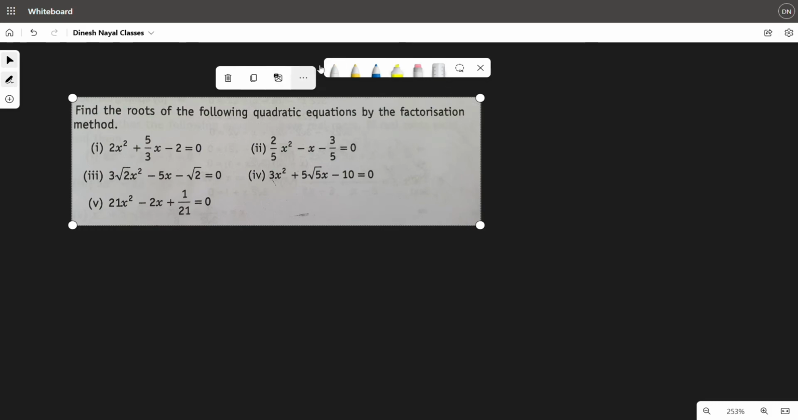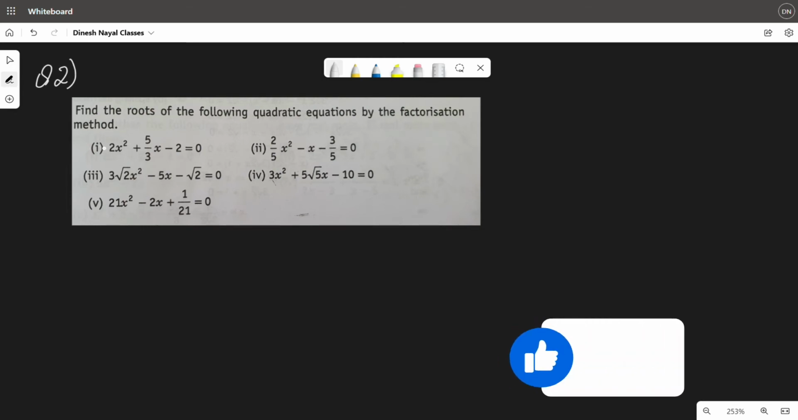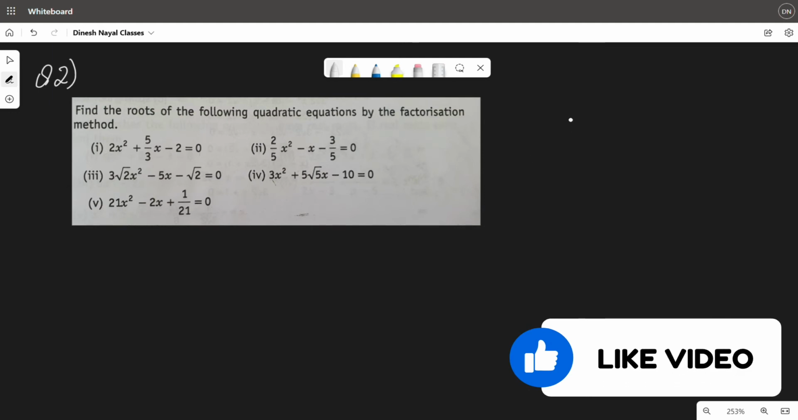Our question 2. So this is question 2. Find the roots of the following quadratic equation by factorization method. So we have to use the factorization method. First is 2x square plus 5 by 3x minus 2 equals 0.